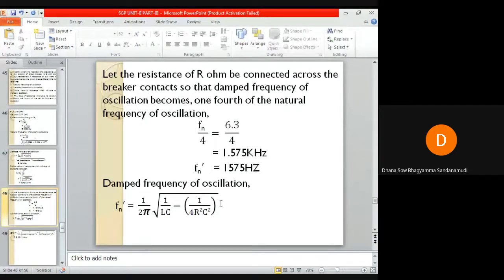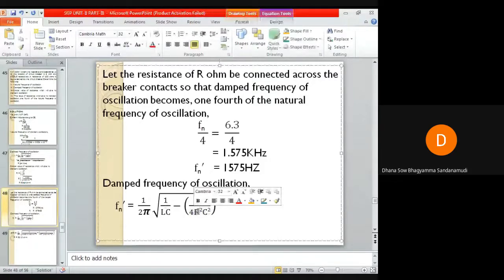So now you already know the damped frequency of oscillations formula, that is 1 by 2 pi root 1 by LC minus 1 by 4 R square C square. Now this R is not the resistance which is mentioned in the question. This is the R which is to be connected across the breaker, which gives no transient oscillations at 1/4 of the natural frequency. So let us determine this resistance value.